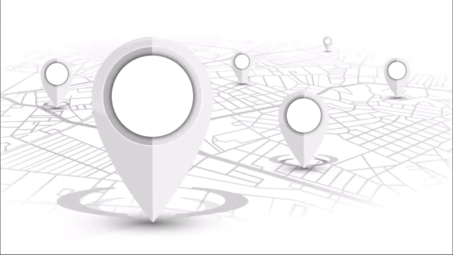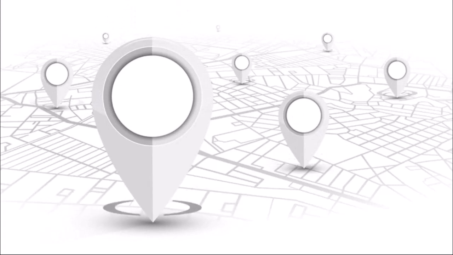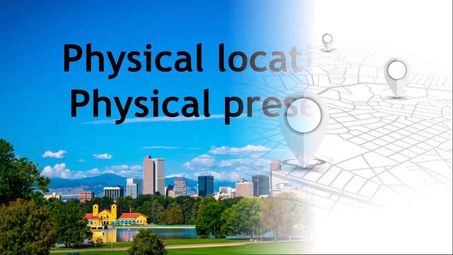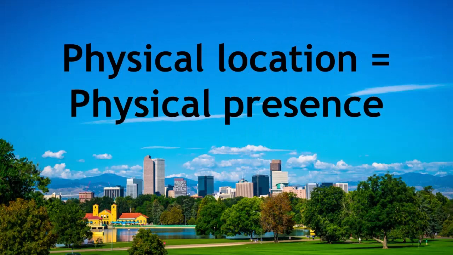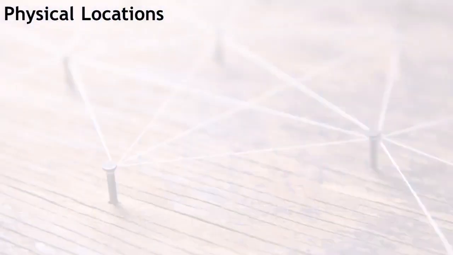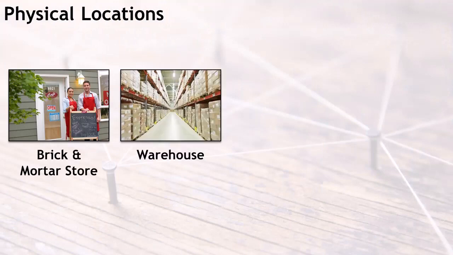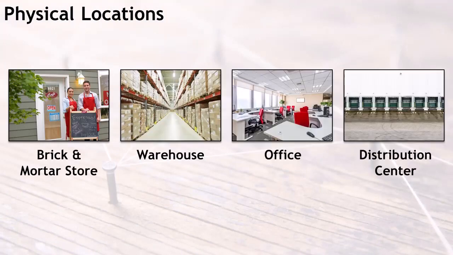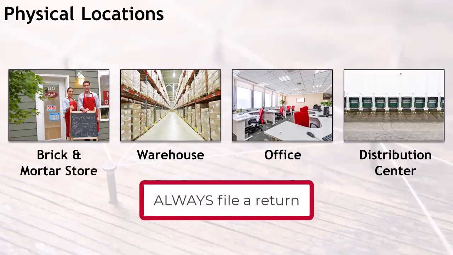If you are a retailer delivering into locations in Colorado, you will need to set up locations within your Revenue Online account for each of the individual jurisdictions or locations you deliver to. A physical location is a location where a business has physical presence. Examples include a brick-and-mortar store, warehouse, office, or distribution center. You always have to file a return for physical locations.